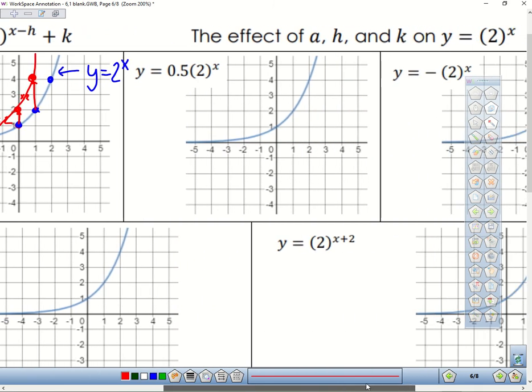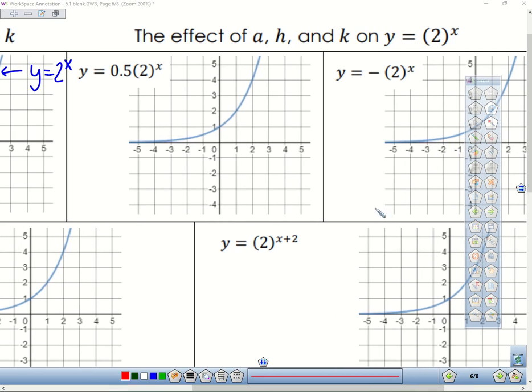All right, let's move on to the next. So on this one, our a value is actually less than 1, right? So we learned that if the a value is less than 1, this is a compression, okay? This is a vertical compression, meaning it's smashing it this way, vertical compression.